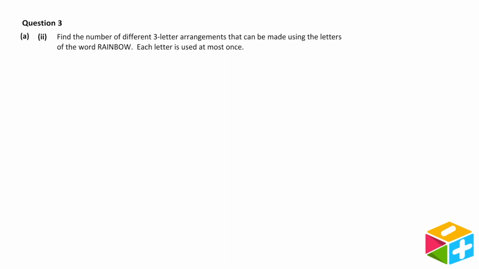This question is quite similar to the previous one. The only difference is that we want 3-letter arrangements rather than 7-letter arrangements which used all the letters. Since we want 3-letter arrangements, we can think of this as having 3 boxes and needing to fill in each box with a letter from our word rainbow. As an example, we could fill in O, W, B. As another example, we could fill in A, O, N.